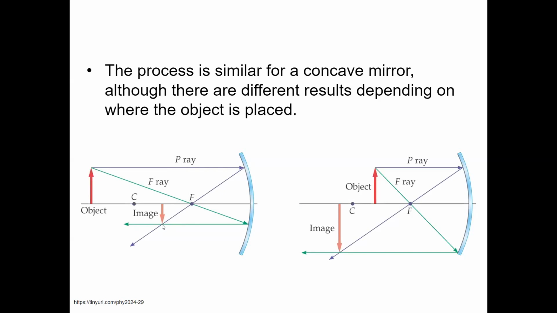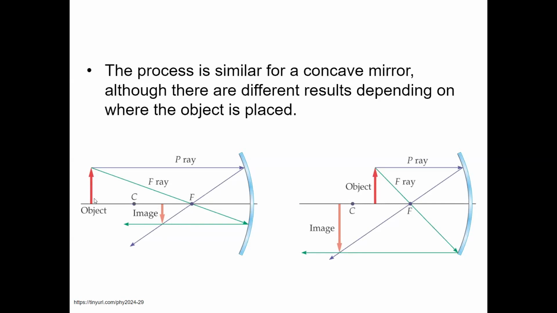So you can see the image now is smaller than the object, and it's inverted. And the 2 rays do meet somewhere here, so this will be a real image. That means if you put a screen over here, you should be able to capture the image somewhere over here.